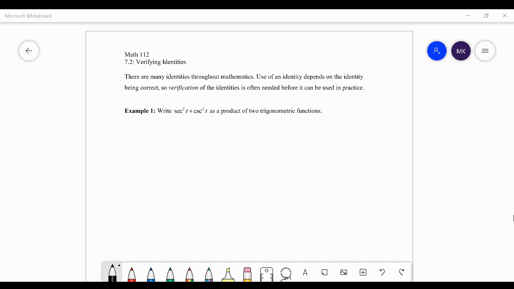Hey guys, welcome to our video for section 7.2, Math 112. We're going to be talking about verifying identities. So we've already talked about a couple identities in previous sections, right? In the last section, we talked about that Pythagorean identity, right?